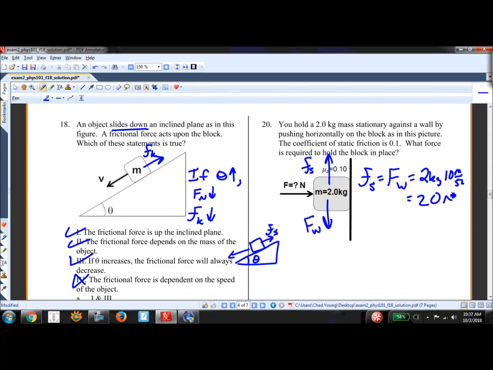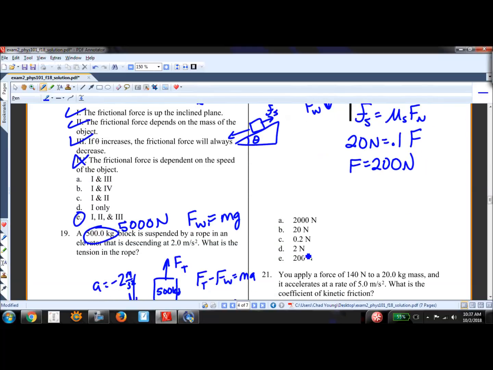So I know that my static frictional force has to be equal to 20 newtons, but I also know that my static frictional force is equal to mu s times the normal force. And notice this is my normal force. So this is 20 newtons equals 0.1 times F. And so F has to equal 200 newtons. So number 20 is E.